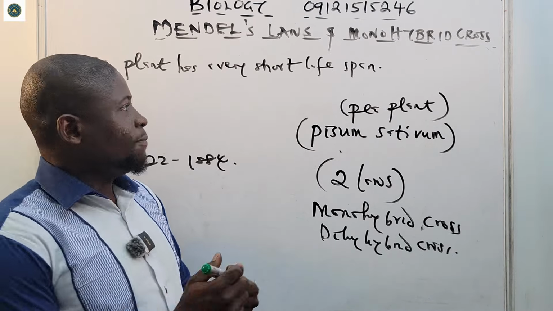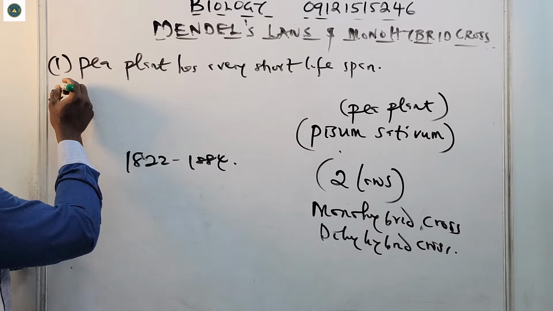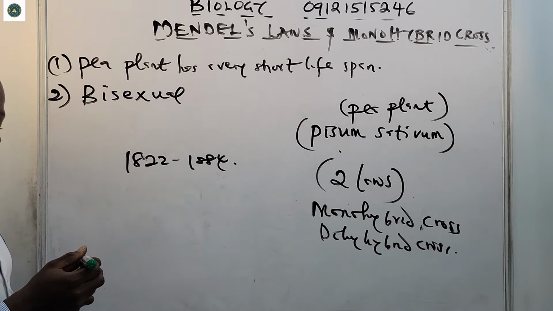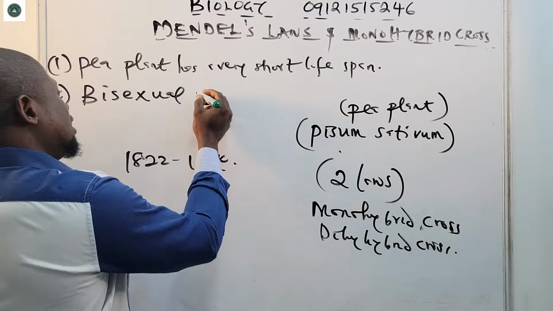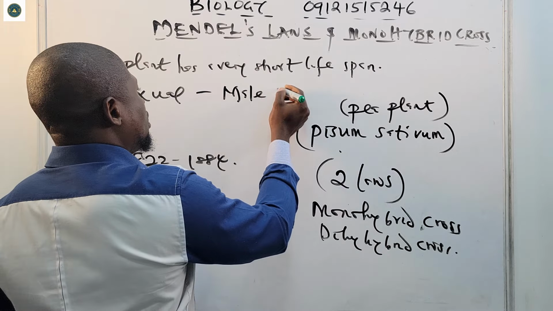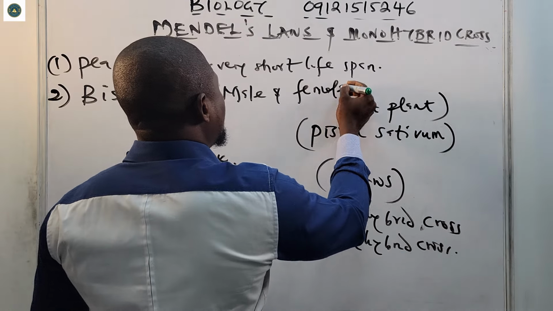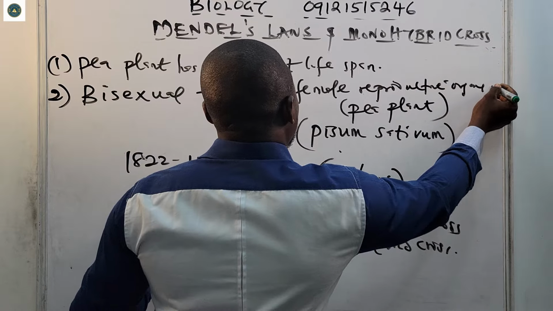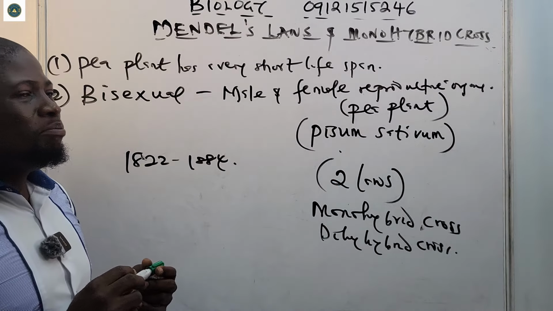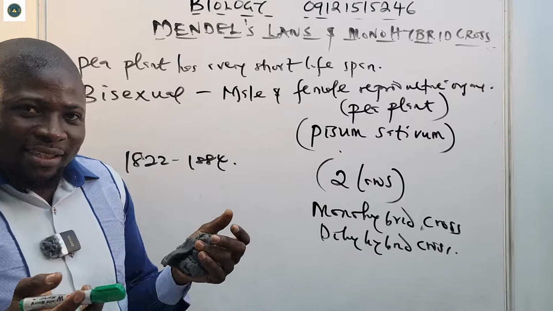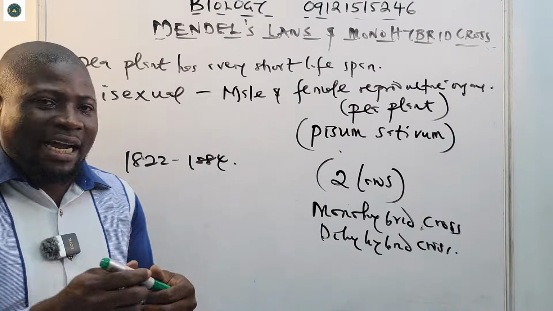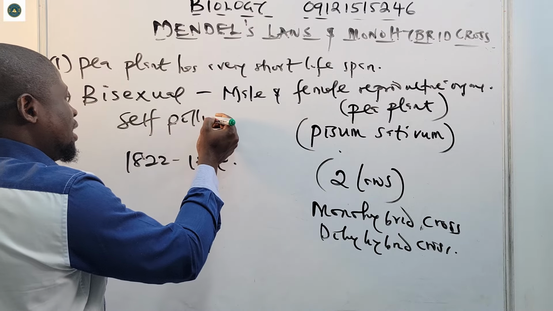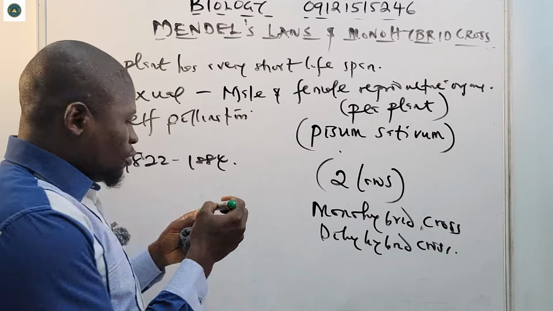Number two, the pea plant is bisexual. You know what I mean by bisexual? It has both the male and female reproductive organs, and that means that even without cross-pollination, it can carry out self-pollination.